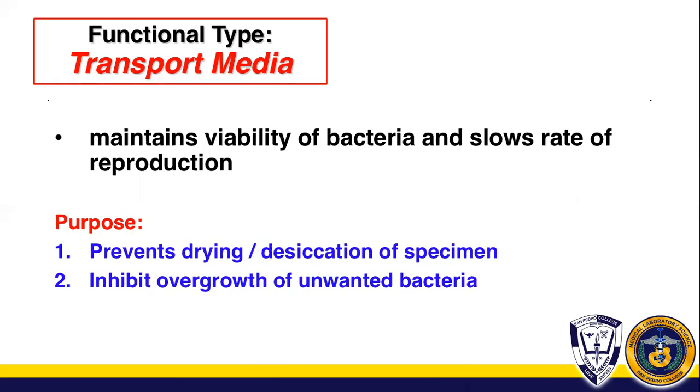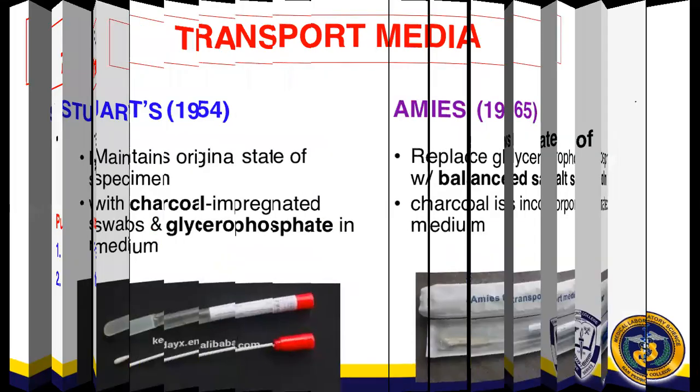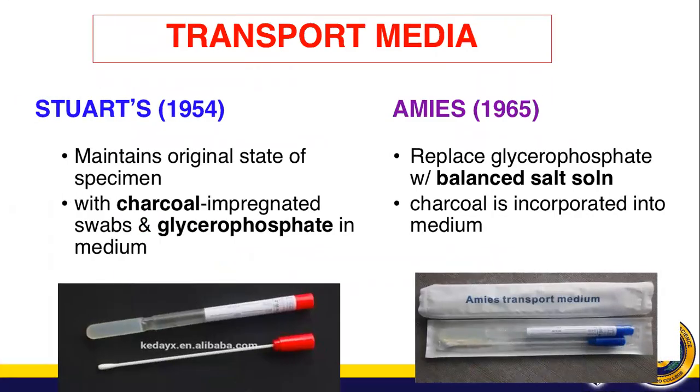Otherwise, even if they're placed in transport media, they'd slowly die. Okay. So the examples of transport media are the following. So you have Stewart's. Okay? It was created in 1954. This transport media maintains the original state of the specimen, especially if it contains Neisseria gonorrhoeae. So it prevents organisms from being exposed to heat, to cold, to drying.